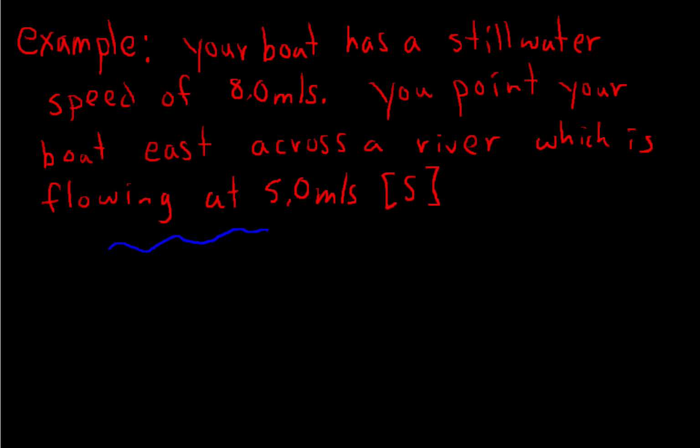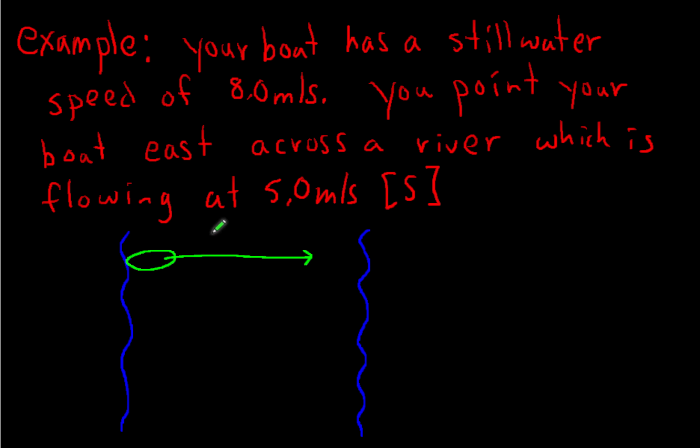It's best to draw a picture of the situation to try to understand what's going on. We have a river that is flowing south, and you're trying to point your boat directly east, applying its speed of 8 meters per second in this eastward direction. But because the current is flowing at 5 meters per second, as a result, the boat ends up moving at an angle to where you pointed it.